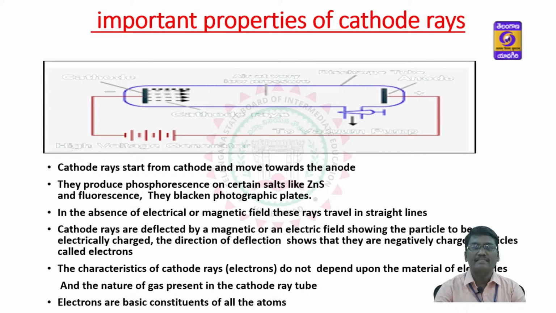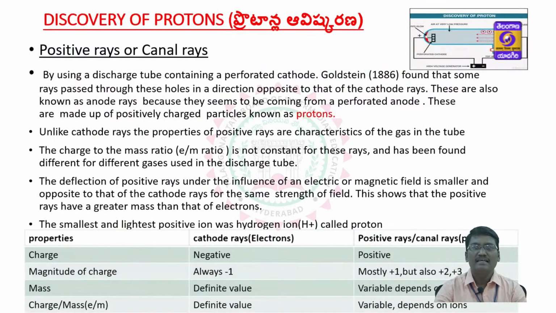The characteristics of cathode rays or electrons do not depend on the gas which we take in the discharge tube, nor on the nature of the gas. Electrons are basic constituents of all atoms. So the discovery of electrons by the discharge tube experiment, as we have seen, was done by J.J. Thomson.